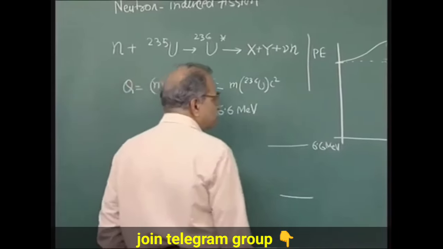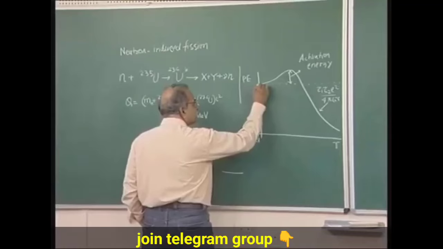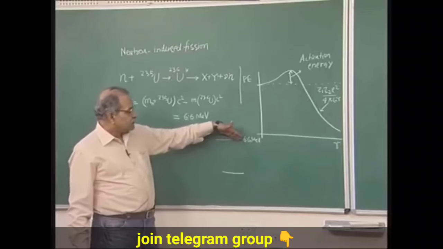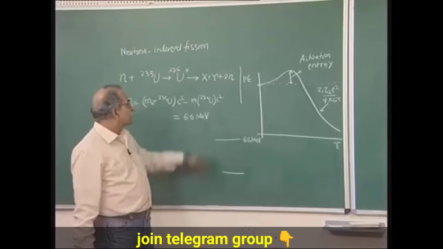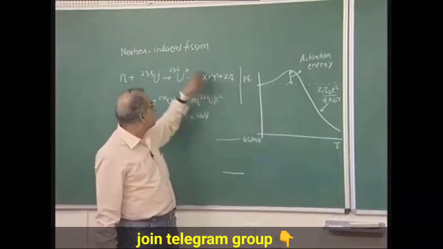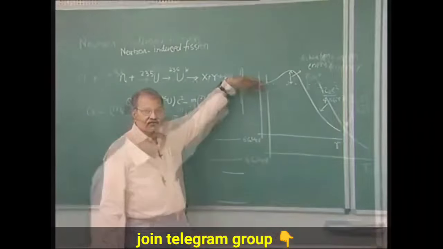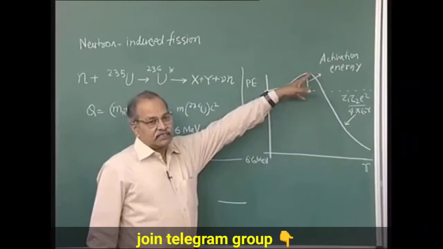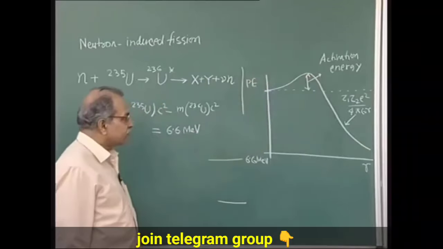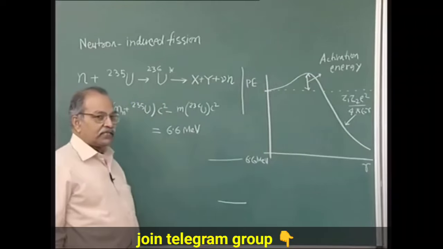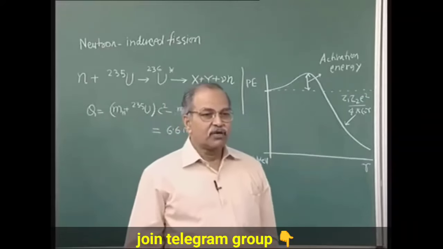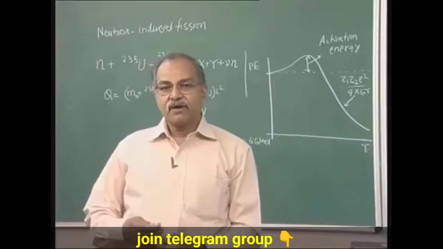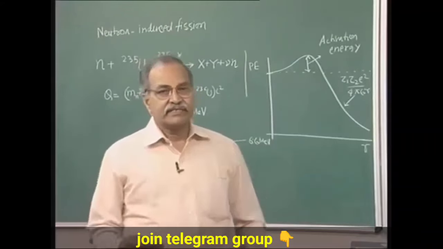So, the ground state of uranium 236 is here, but it is formed in an excited state, 6.6 MeV above its ground state. Here is that ground state and above this ground state, how much is this barrier height? How much is this activation energy? Now, this activation energy can be calculated using the liquid drop model, and that is what Bohr and Wheeler had done, and for different A values, different mass numbers, this activation energy is different.